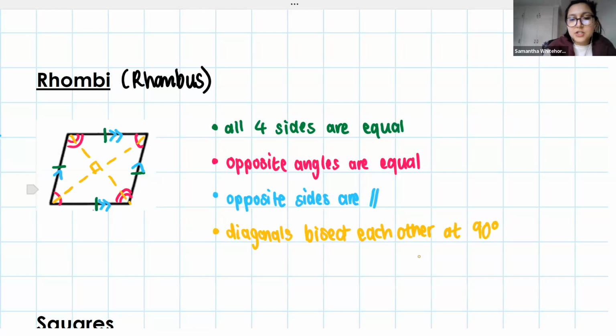Okay, and that feature of them cutting each other at 90 degrees is a really important one when it comes to geometry later on in maths. So they cut each other in half, and importantly, they meet or bisect at 90 degrees. Right.